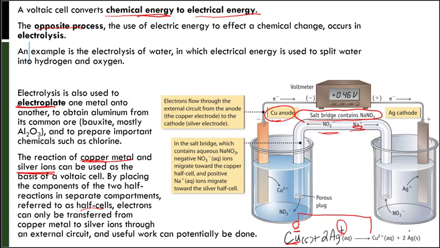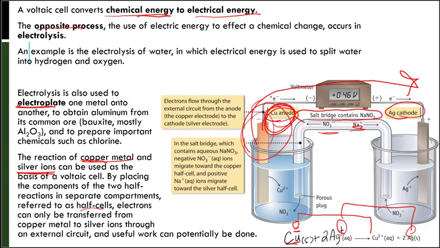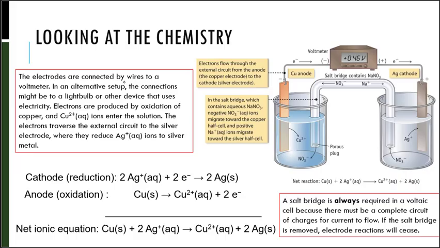Silver, going from plus 1 to 0, has been reduced. Because it's undergoing reduction, it is the cathode. And the cathode is on the right. We said electrons flow from the anode to the cathode. And you can see here that the electron flow is from the copper anode going to the right to the silver cathode. The electrodes are connected by wires to that voltmeter.